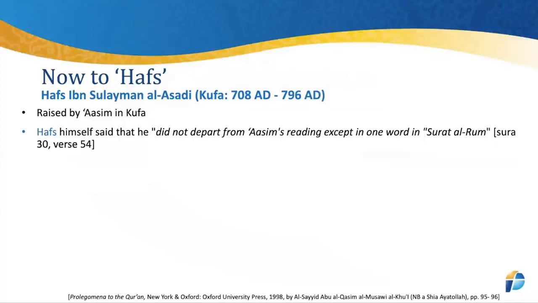Hafs said this of himself, that he did not depart from Asim's reading except in one word in Surah Al-Rum. So really, here's the question I have. If he didn't depart from Asim except in one word, then why are we using Hafs? Why don't we just go to Asim? If it's exactly the same except for one word, then why aren't we going to Asim?